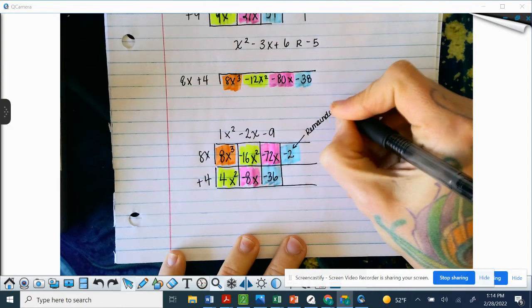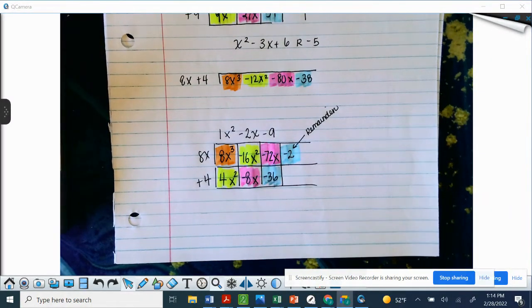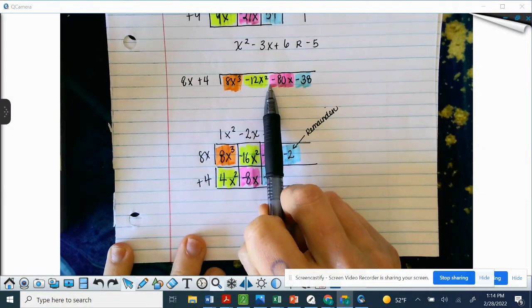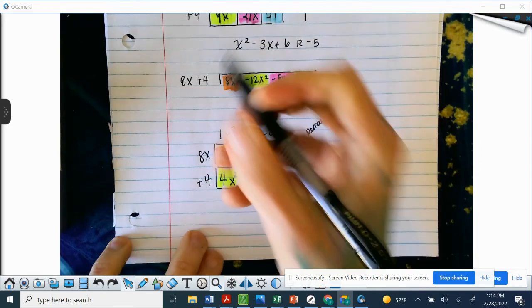And again, 8x plus 4 is not a factor of 8x cubed minus 12x squared minus 80x minus 38. This is not a factor of this. And I think it's a negative 1/2, if I'm not mistaken.